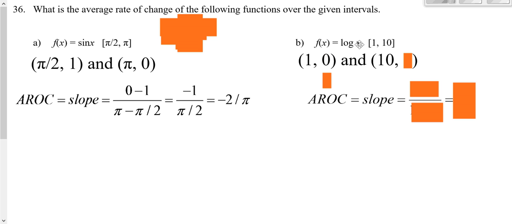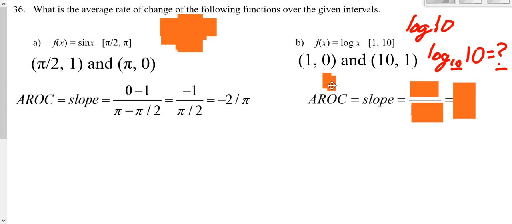If we do our 10 here, we would have log of 10, which is log, because it's a common log, base 10 of 10 is equal to something. So it means your base of 10 to what power is 10? And well, that is 1.